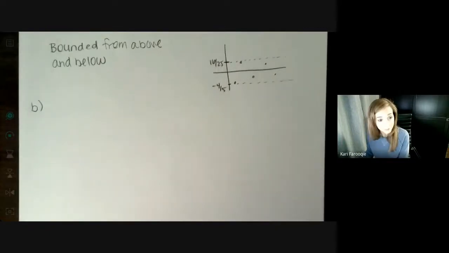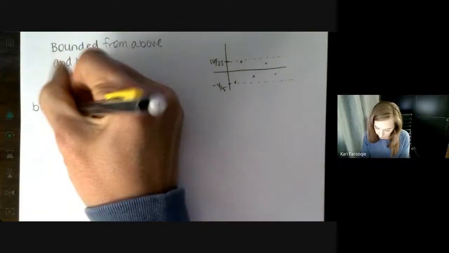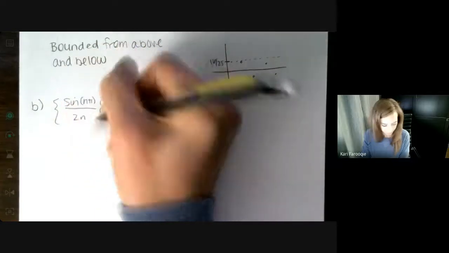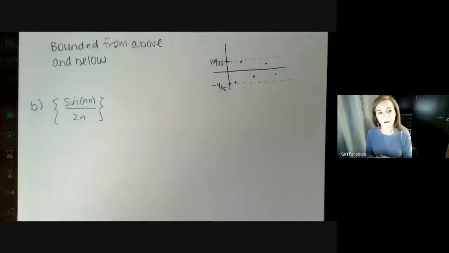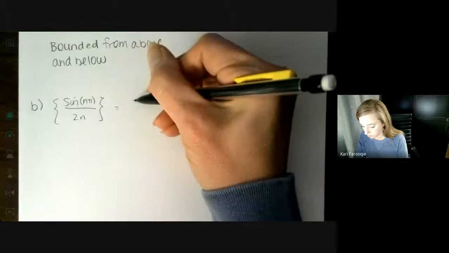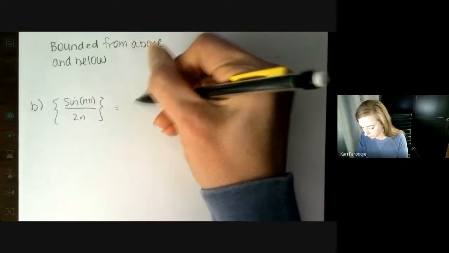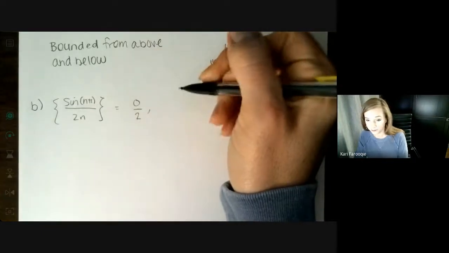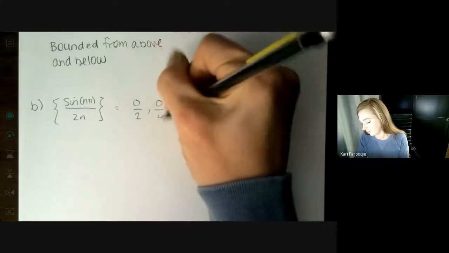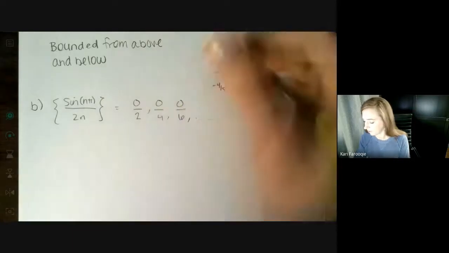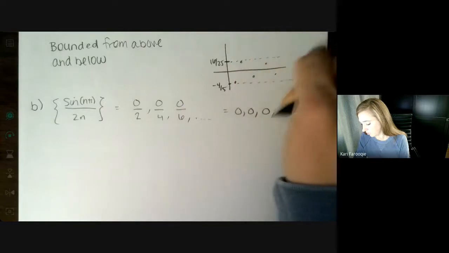Maybe we'll do a trig one. This one will be the sine of n pi divided by 2n. Now, again, I think it would be most helpful here to think about what terms you're actually seeing inside the sequence. So if n equals 1, the sine of pi is 0 divided by, in our case, 2. So 0 divided by 2 is 0. If n is 2, the sine of 2 pi is also 0. If n is 3, the sine of 3 pi is 0. Weird, right? Okay, so you're just looking at 0, 0, 0.